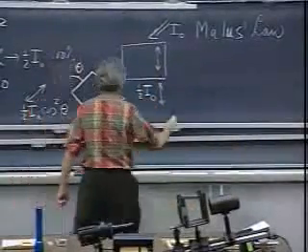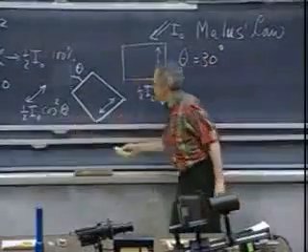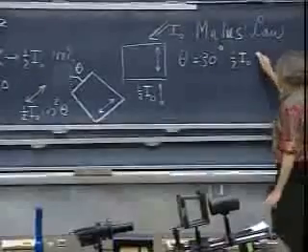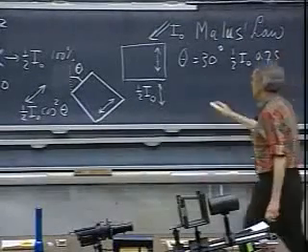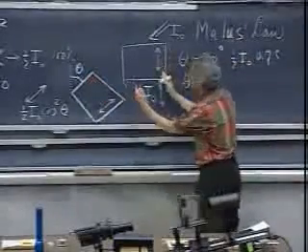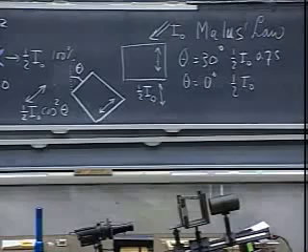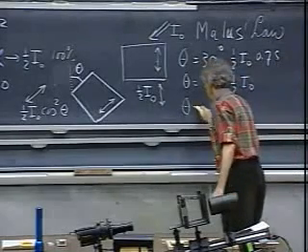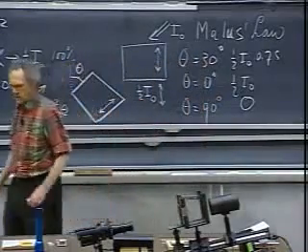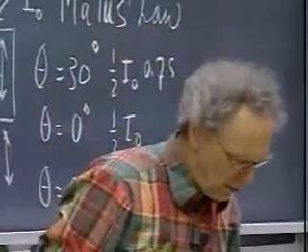If theta were 30 degrees, the light intensity here would be 1/2 I0 times the cosine square of 30 degrees, which is 0.75. If theta were 0 degrees, that means that this sheet is in the same direction as this one. If everything were ideal, 1/2 I0 would get through the second sheet. If theta is 90 degrees, then nothing will get through, because the cosine of 90 degrees is 0. We call that cross polarizers. If you cross them like this, no light will get through.